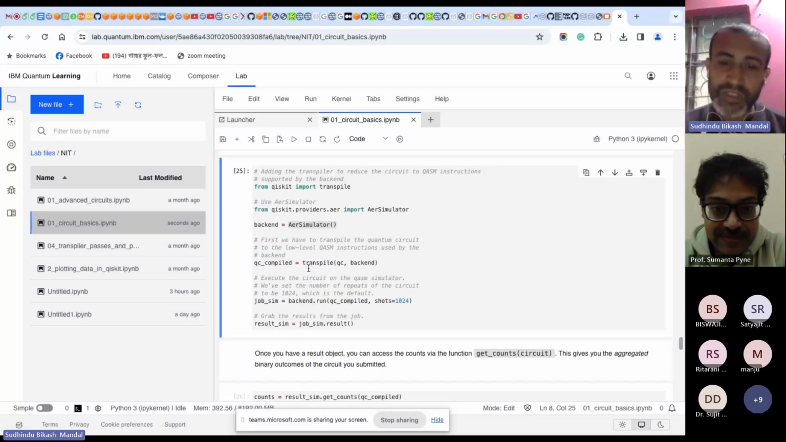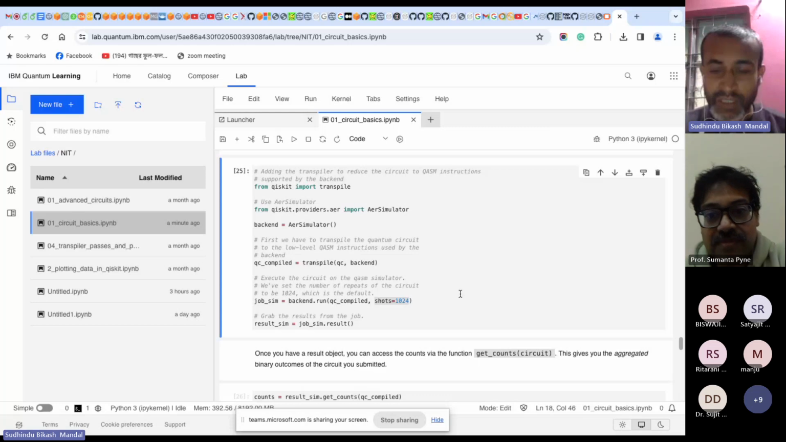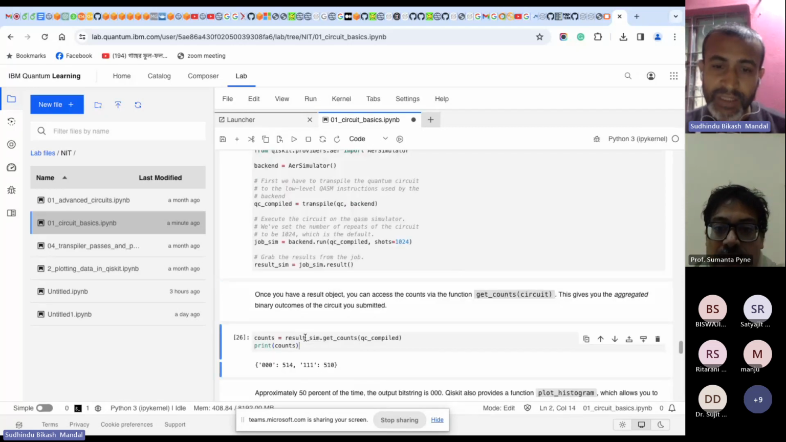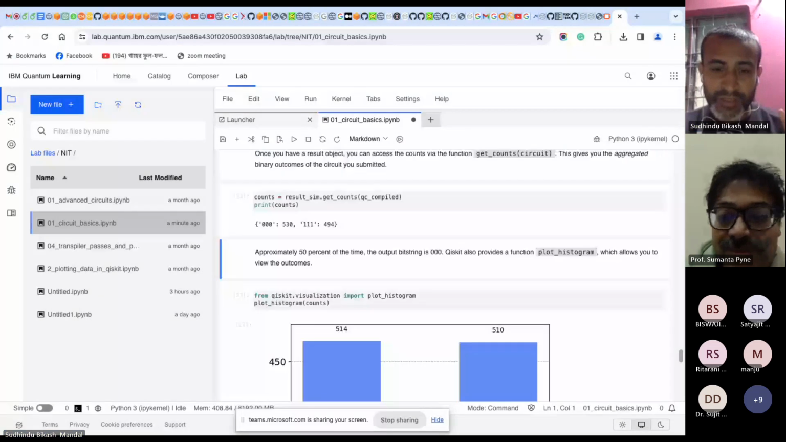Now after this compilation, we generate another compiled circuit. Now we are putting 1000 shots to this circuit, and after doing this, if we want to print the result, you require get_counts. Counts gives you what will be the final outcomes. This is the final outcomes.